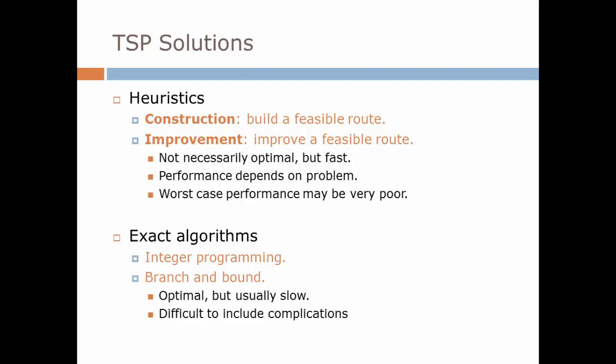On the other hand, with exact algorithms, and in particular with integer programming approaches and the very well known branch and bound method, we can solve the TSP to optimality, and we can have a guarantee that the solution that we have is the optimal solution. But these approaches are typically very slow. With the term slow, I mean that they consume a lot of computational time. Another disadvantage of exact algorithms is that it is difficult to include complications, and sometimes it is difficult to include additional operational realities and constraints.